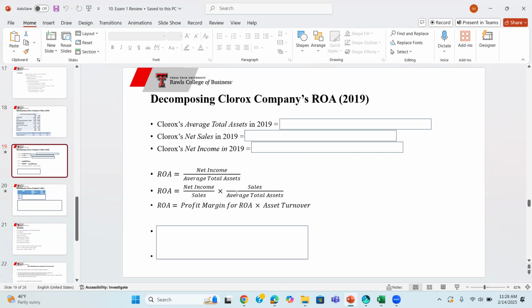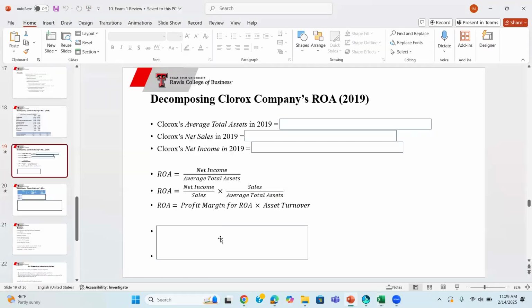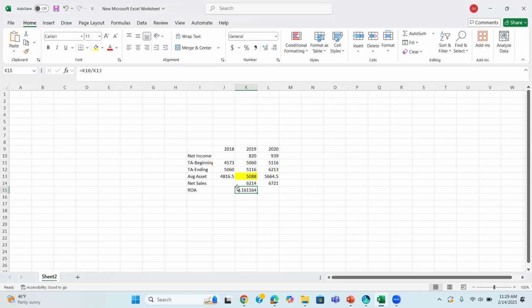So we don't need basically these two, right? We already have this information, net income and average total asset here. So our return on asset for 2019 should be net income over our average total asset, which is 0.1611. This means 16.12%. Okay, so this is our return on asset for 2019.